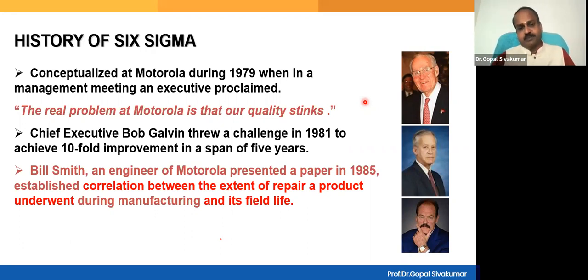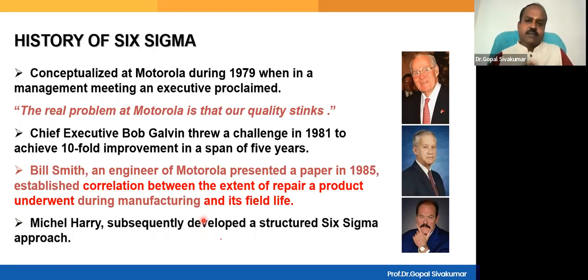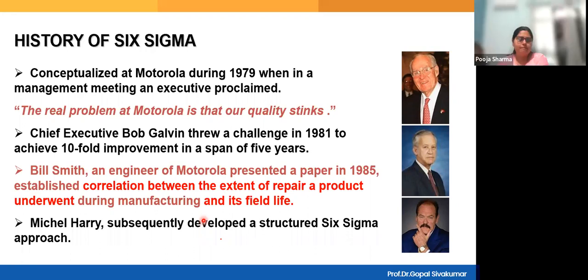You all know rework. Rework means some defect happened and you are correcting it. The more rework you are doing in your company, the lesser will be the field life. This is what he found. How many of you understand? The more rework your product goes through within your factory, the lesser will be the field life. That means the requirement is that you should produce right the first time. Yes, that is the goal, right? So that's the reason why the responsibility was given to Bill Smith. And today we call him the father of Six Sigma.